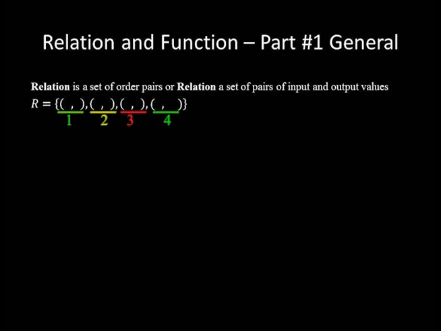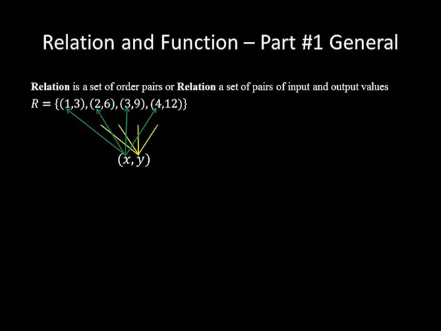Let's add numbers to these ordered pairs in a manner that helps us explain the next concepts. 1, 3 in the first ordered pair, 2, 6 in the second, 3, 9 in the third, and 4, 12 in the fourth. These ordered pairs can be represented by the ordered pair (x, y), where x stands for the input values and y stands for the output values.